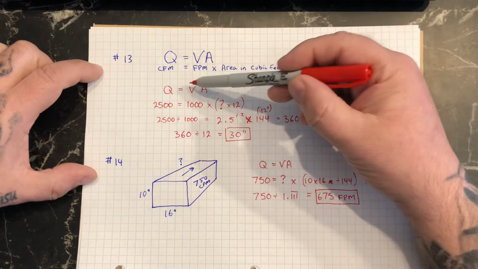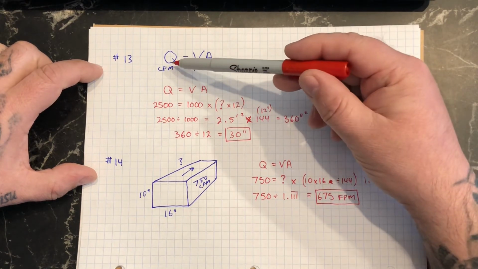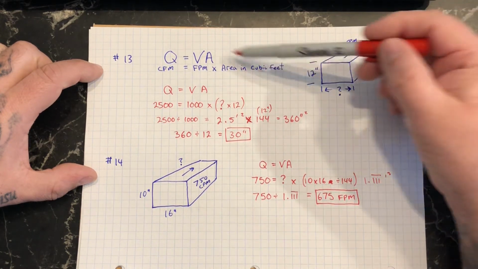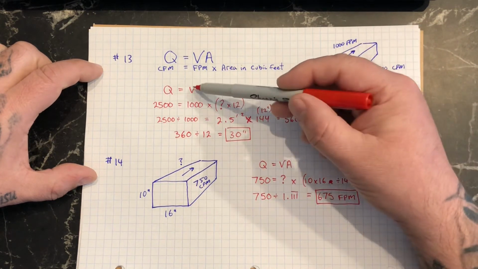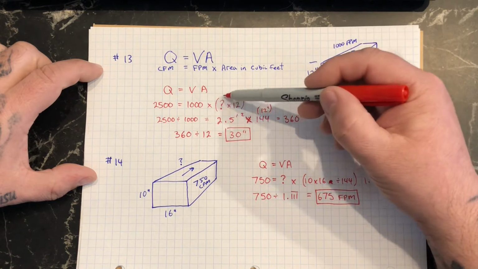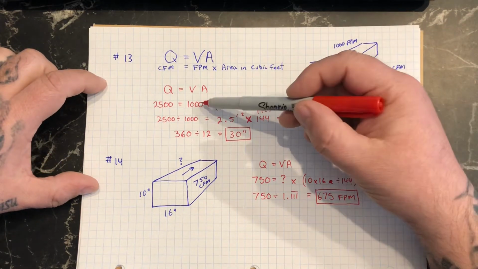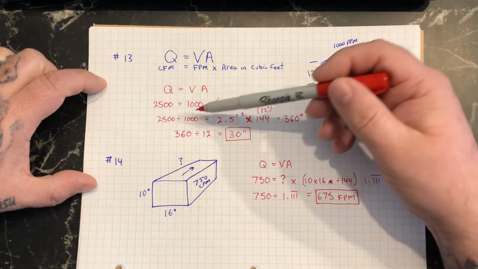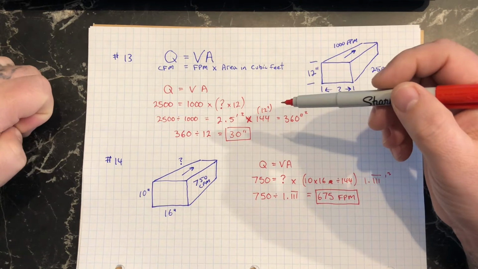So if we write out Q equals VA and then put in what we know, Q is going to be CFM, V is feet per minute, and A is area in square feet. So Q is 2,500, velocity is 1,000, and then our area is question mark times 12 inches. Again, this times this equals this, so this divided by that will equal this. So if you go 2,500 divided by 1,000, it gives you 2.5 square feet.